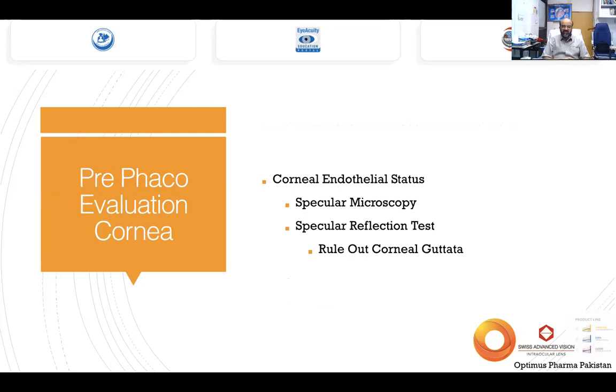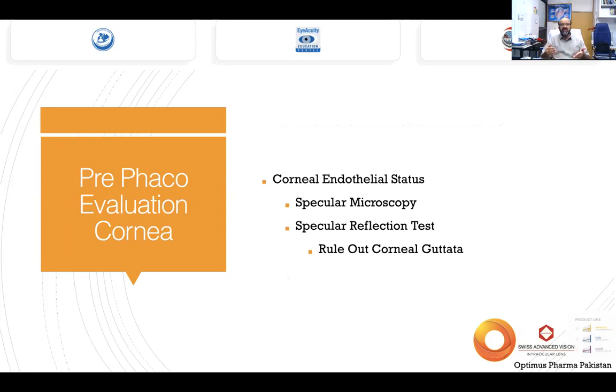In pre-Phaco evaluation, the corneal endothelial status becomes very important. Specular microscopy, we all know, is the ideal test, but the specular reflection test is a very simple thing, a kind of forgotten art these days. It can rule out corneal guttata. The principle is very simple.